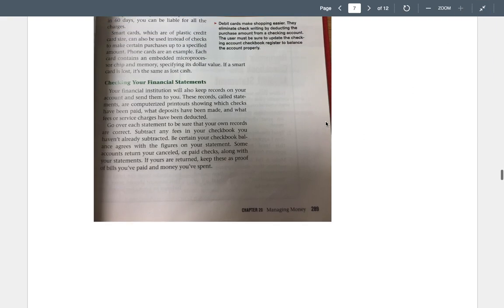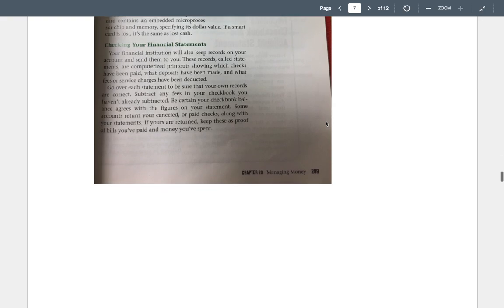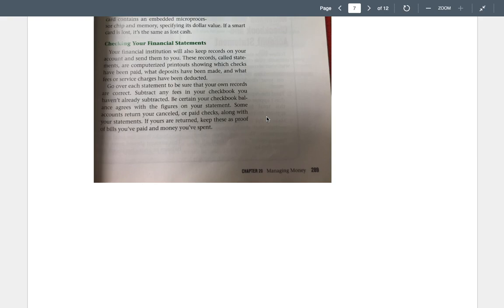So we were talking about in the last video about using a checkbook. When you open up a checkbook, you are going to get some checks, and you're going to get a check register, which are two pretty important things that go along with the checkbook. And then we talked about using debit cards and smart cards. Now this section is talking about checking your financial statements.